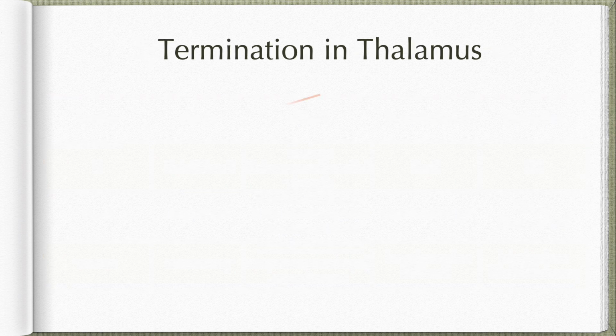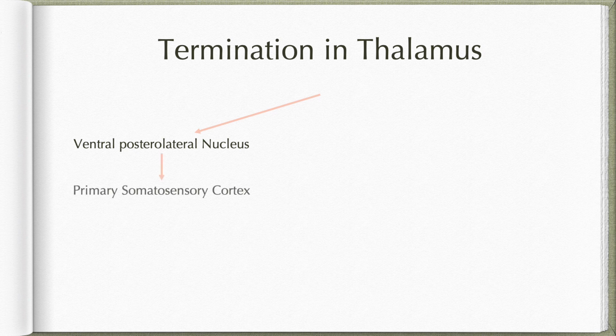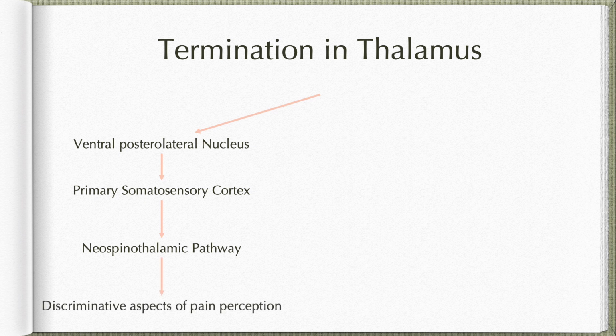So in the thalamus, if the spinothalamic tract fibers are projecting to the ventral posterolateral nucleus, from here the fibers are projected to the primary somatosensory cortex, and this forms the neospinothalamic pathway. These fibers are concerned with the discriminative aspect of pain perception.